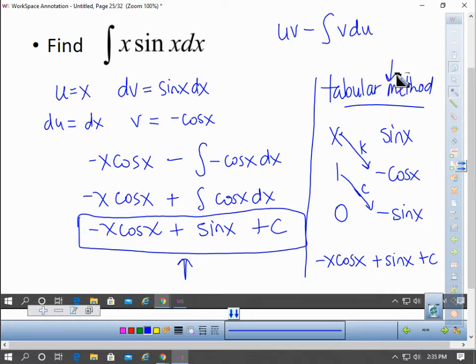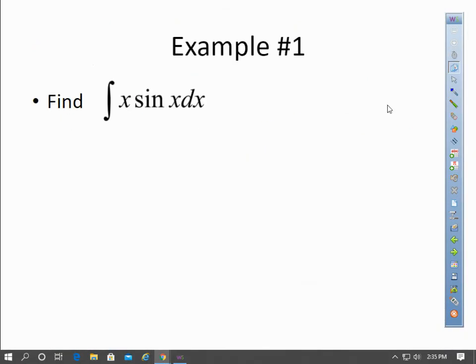This is called the tabular method, but the tabular method only works when you've got a polynomial as one of your two pieces you're working with. So it doesn't always work, but it is a nice little method that is pretty easy to work with. The next problem I'm going to show you doesn't work with the tabular method. All right, so let's go to problem 2.